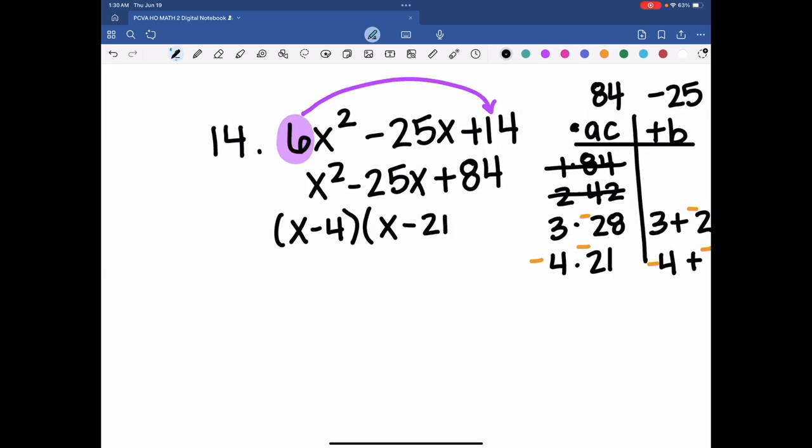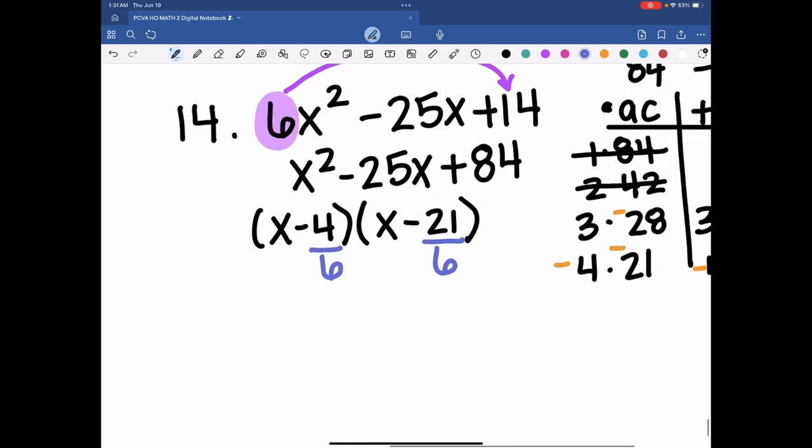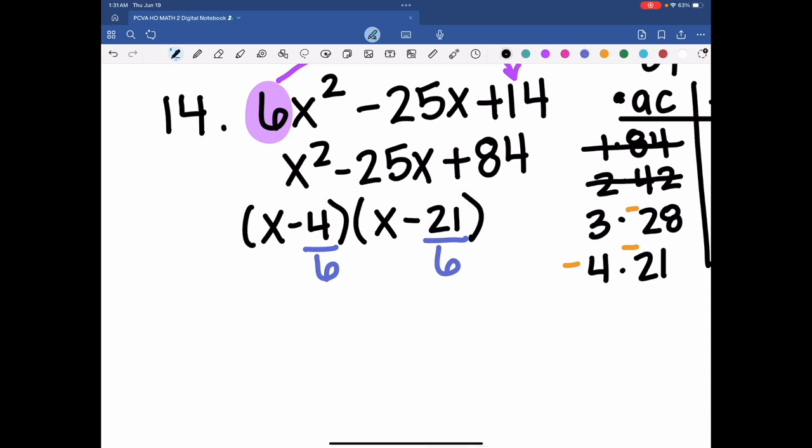Now, we've done the slide, so we need to go back and divide the number we slid. The number we slid was 6. So we're going to divide that a back out so we can undo that manipulation, and we're going to simplify. 4 and 6 are both divisible by 2, so 4 over 6 becomes 2 over 3. We want to simplify every time. Then we have 21 and 6, which are both divisible by 3, so that simplifies to 7 over 2.